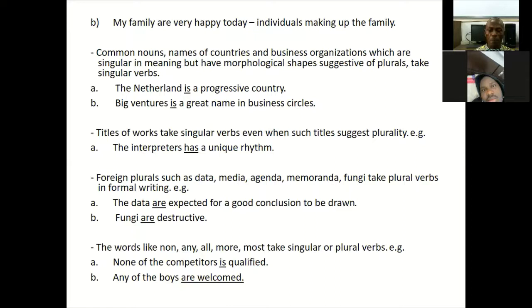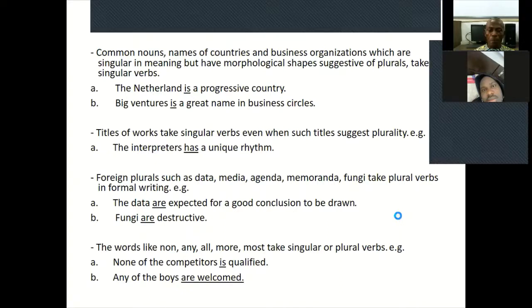I'm going to look at this issue of foreign plurals such as data, media, agenda, memoranda, fungi, and all that. Take note, we know too well that the English language is a master borrower. Some of these are Latin words, are Greek words, and therefore they are expected for a good conclusion to be drawn. Fungi are destructive.